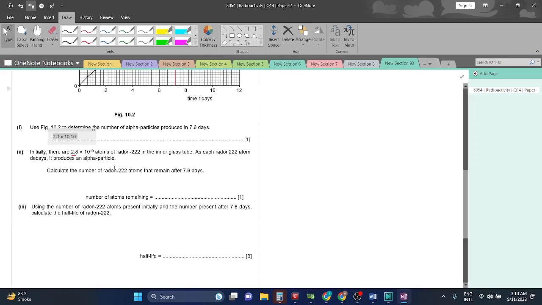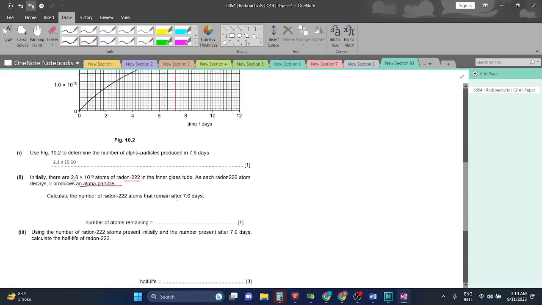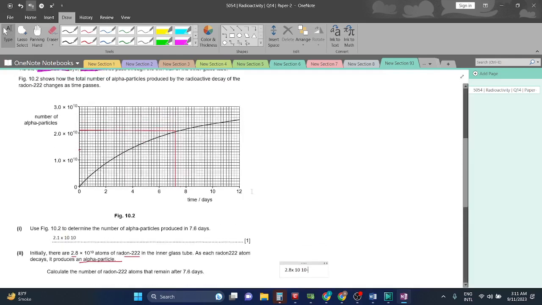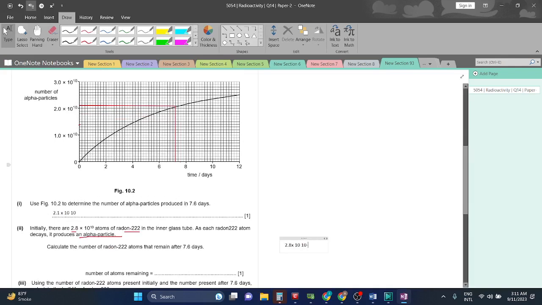Initially, there are 2.8 into 10 raised to the power of 10 atoms of radon 222 in the inner glass tube. As the radon 222 atom decays, it produces an alpha particle. Calculate the number of radon 222 atoms that remain after 7.6 days. So first of all, we have the total number of particles. The total number of particles है 2.8 into 10 raised to the power of 10, and the particles that have decayed, determined in 7.6 days, is 2.1 into 10 raised to the power of 10.